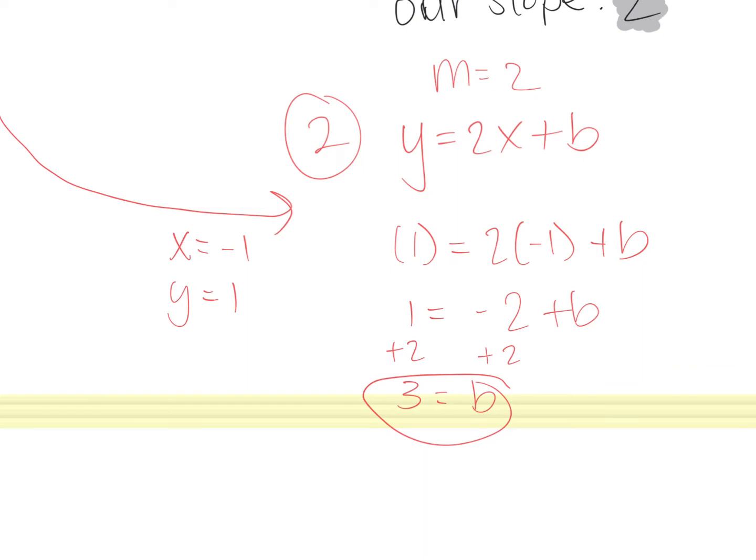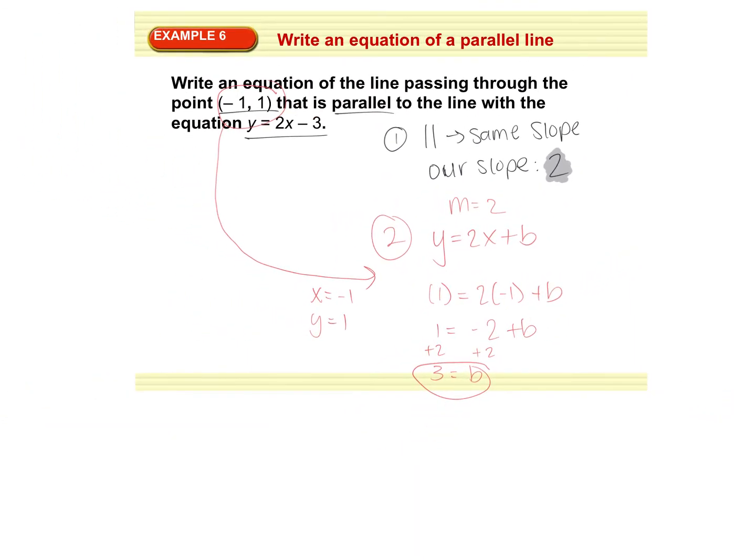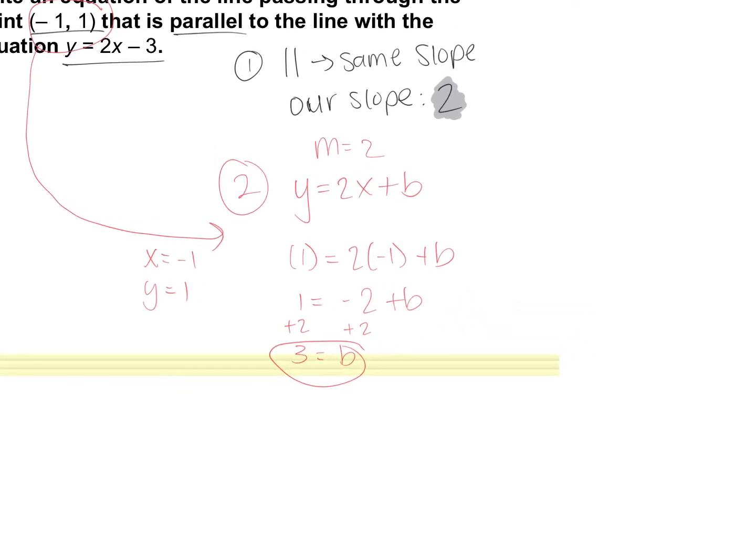This is also not my answer. Because what was this question asking me for? An equation of the line. So what do I have to do for my final answer? This is the third step, guys. What do I have to do for my final answer? Sophia? Y equals 2x plus 3. There we go. Y equals 2x plus 3. That's it.